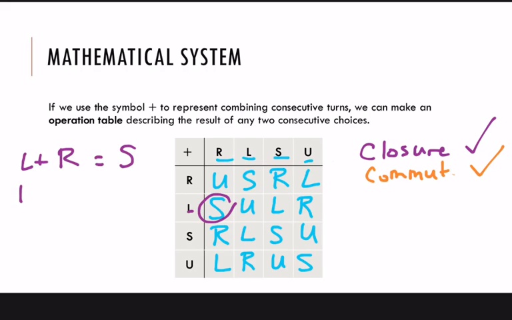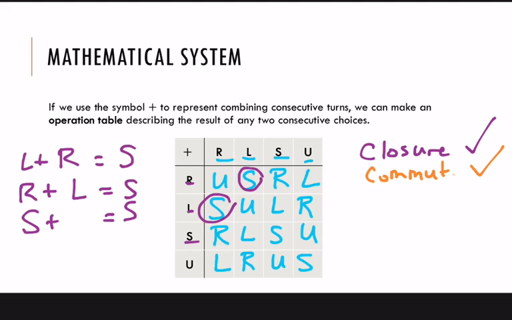For a right turn, right plus what is straight. So find R, then follow it across until you see an answer of straight, and then see what you had to add to it. And it's a left turn. So right and left turns are inverses of each other. Now straight turn, straight plus what is straight.